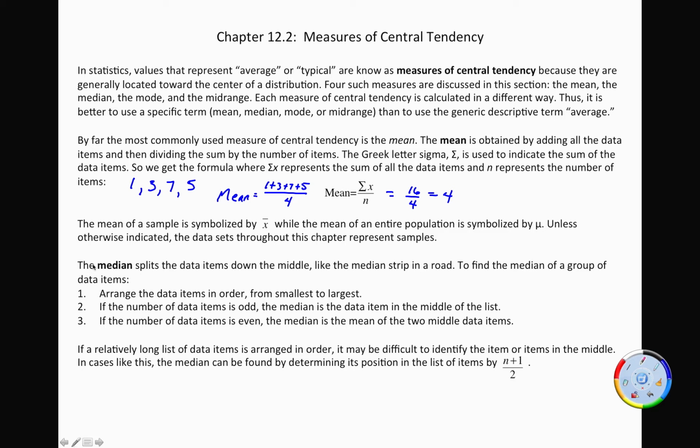The median splits the data items down the middle, just like the median strip in the road. To find the median of a group of data items, first of all, you arrange the data items in order from smallest to largest. So if I'm going to find the median of these 4 data items up here, my first step is to put them in order from smallest to largest.